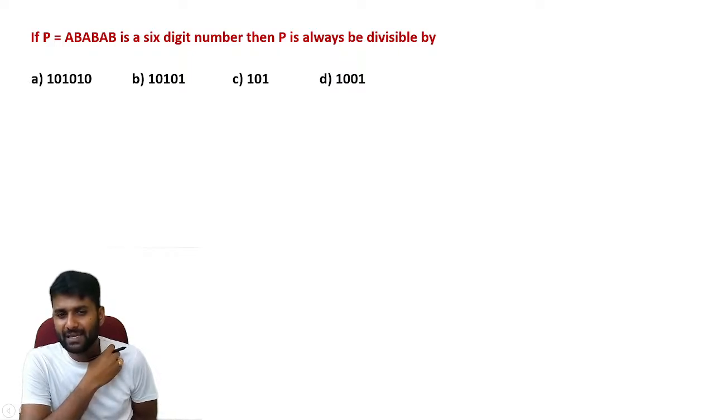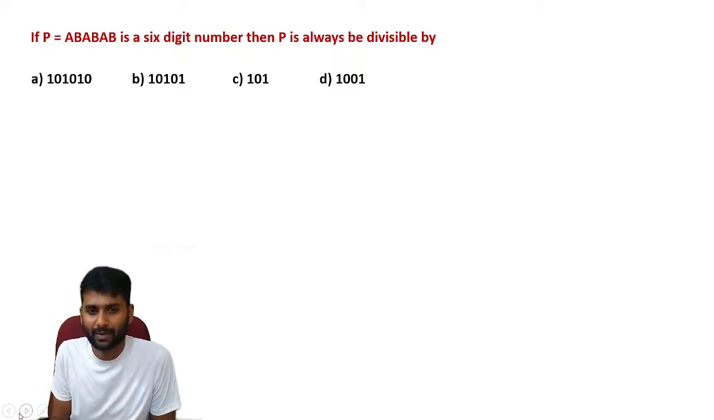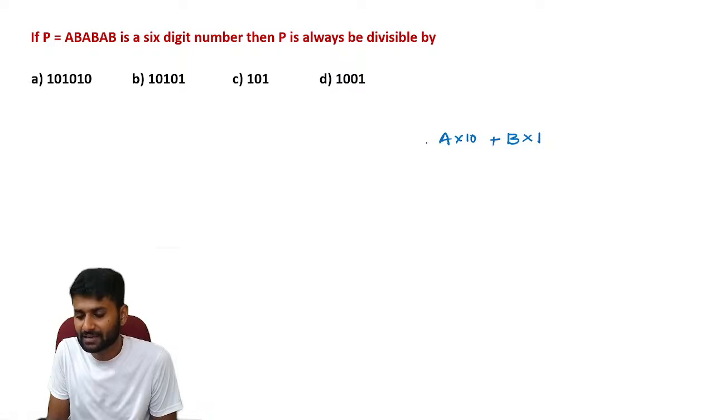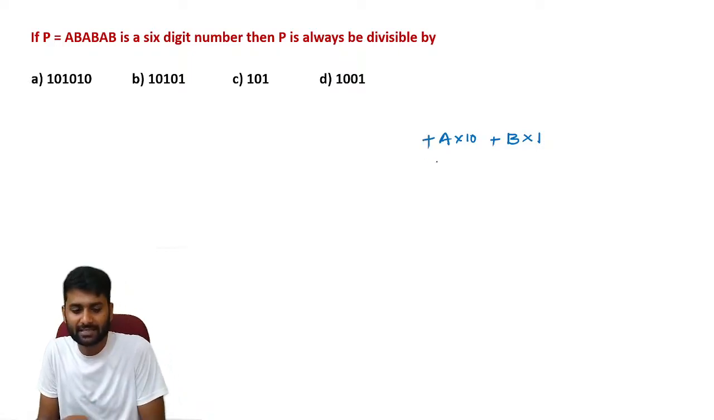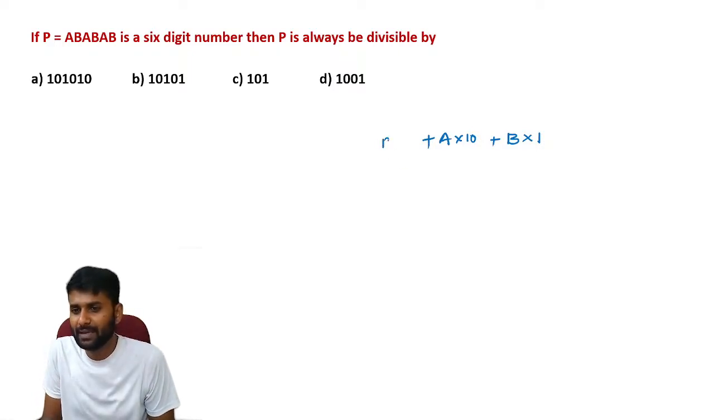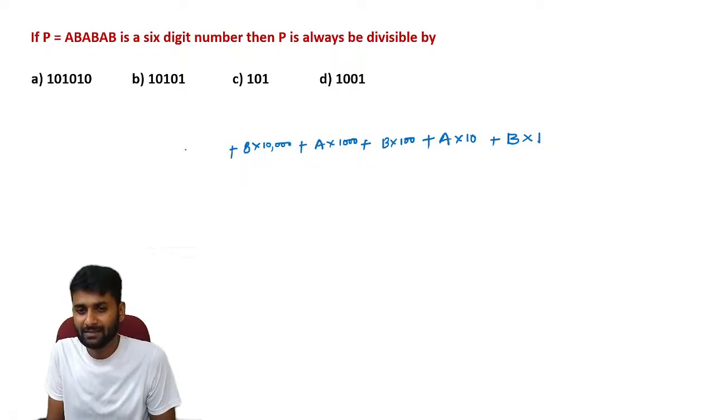Now here the question: P is equal to ABABAB, a 6-digit number. Then P is always divisible by what? Now see, first B is multiplied with the units place, A is multiplied with the tens place. We are converting digits into values. Any digit becomes a number value when you multiply with the place value. Again B is multiplied with 100 and A with 1000, and again B is multiplied with 10,000. Finally A is multiplied with 1 lakh.